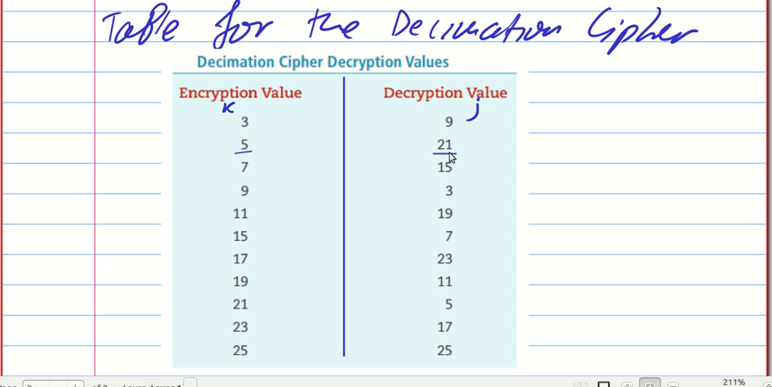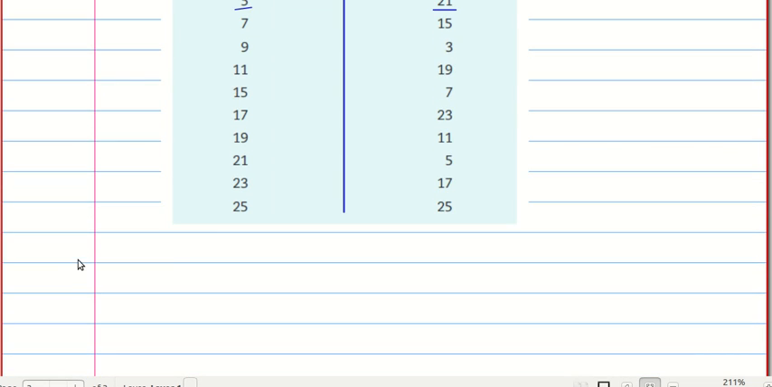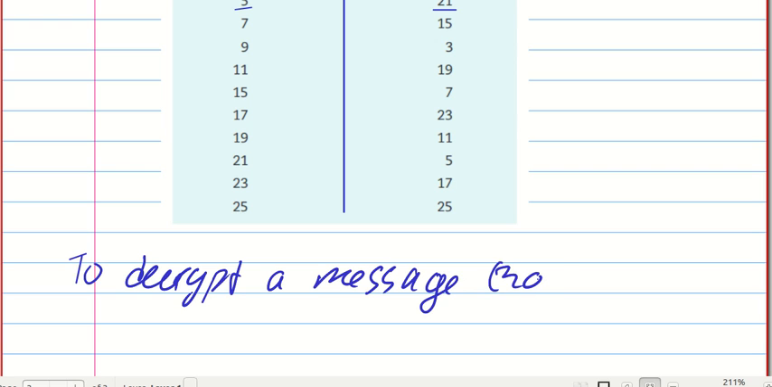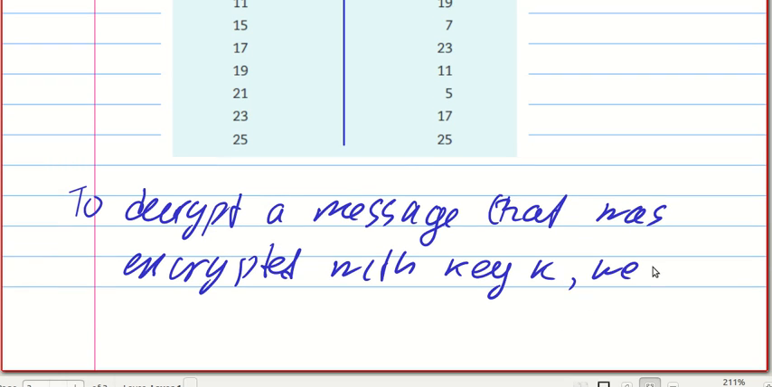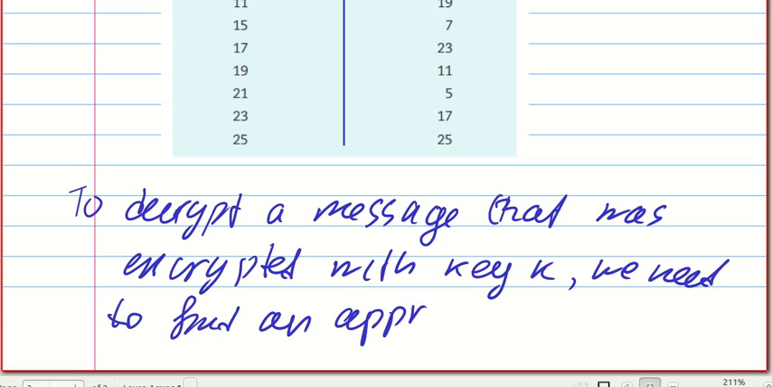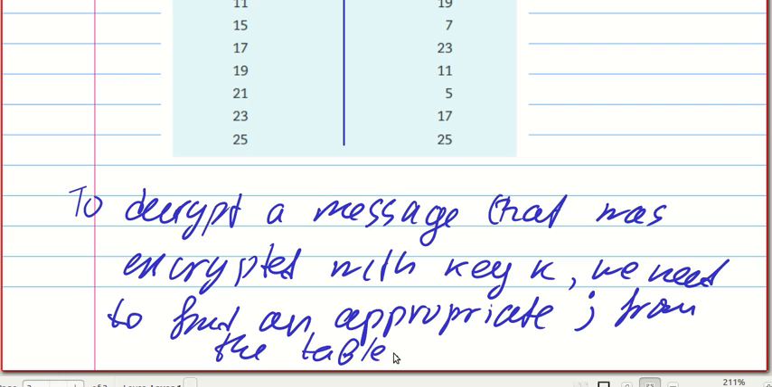So don't memorize this table, it will be provided on the test, but the idea is that to decrypt a message that was encrypted with key k, we need to find an appropriate j from the table.